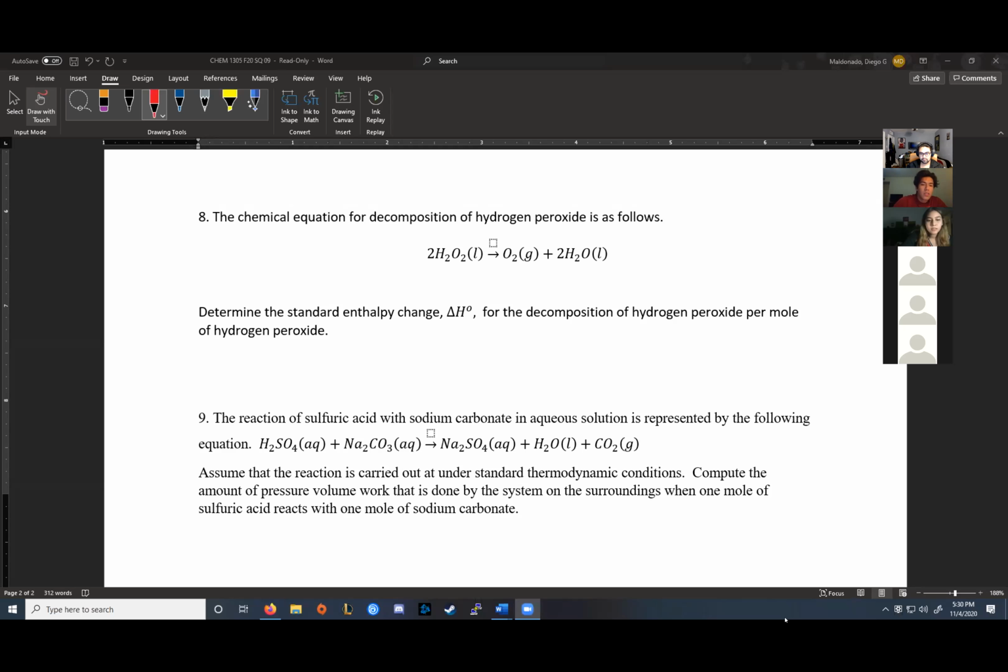Okay, so it's the delta H, ooh, what does that look so messy? Hold on, I'm sorry if you can hear my dogs barking. Okay. Reaction. Wow, that looks horrible.